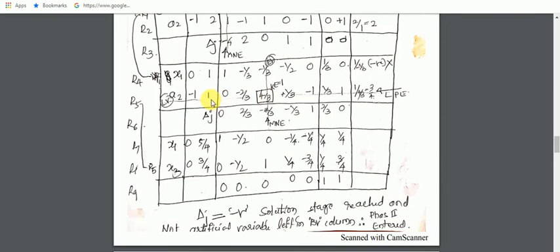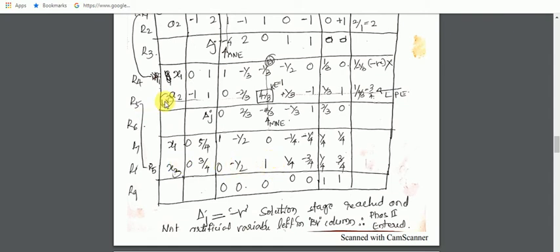1 into 3 by 4 is 3 by 4. 0 is 0. 3 by 4. 3 cancelled, it is minus 2 by 4, 1 by 2. 0. 1. 1 by 3, 3 by 4, 3 cancel, 1 by 4. Like that, multiplying by 3 by 4 we will get this value. That is, the key element is now equal to 1.